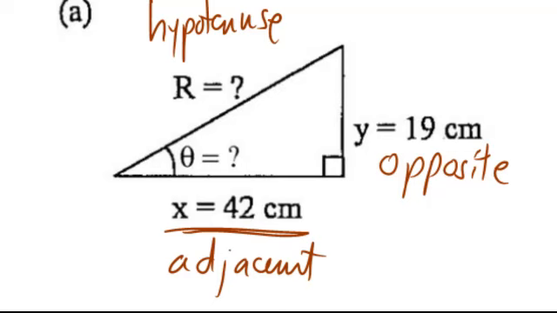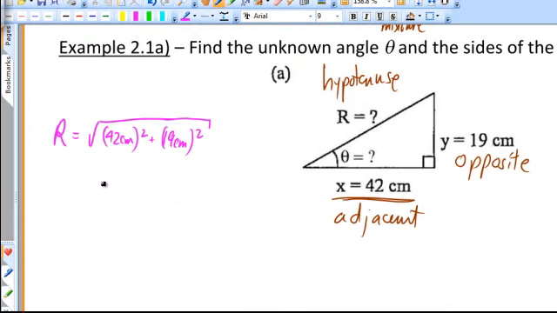I can use the Pythagorean theorem to figure out what the hypotenuse is. And now I'll use my calculator to figure out the measure of the hypotenuse. And I get that the hypotenuse is about 46.1 centimeters. Usually we'll find that rounding to 3 significant figures in this course will be good enough for us.